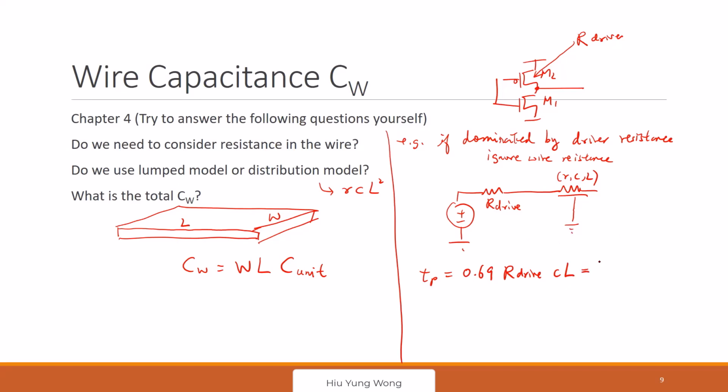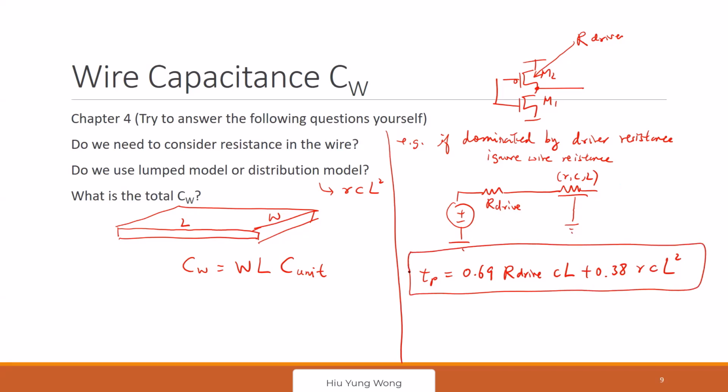And then another is you have 0.38 of the RC L squared. This one itself has another extra delay. That is how you get the total delay, right? We learned about this before, but just want to remind you.